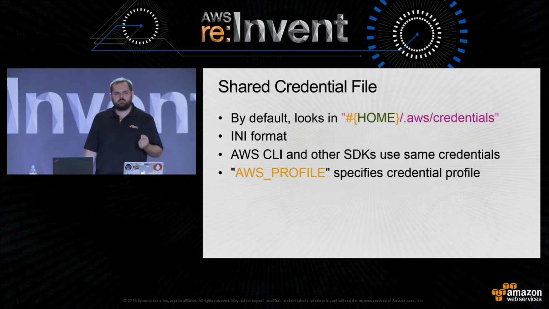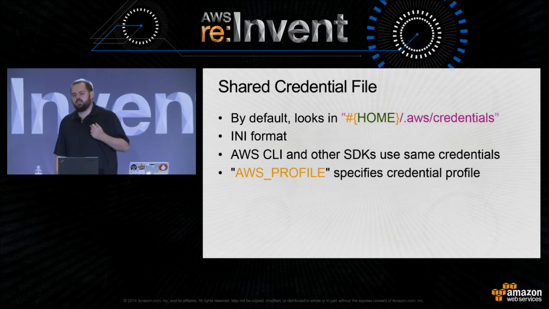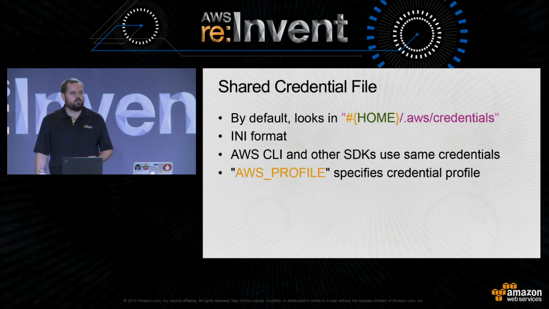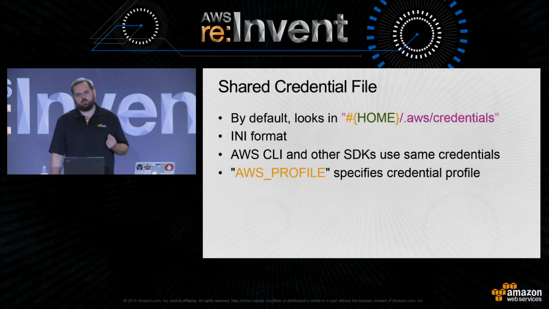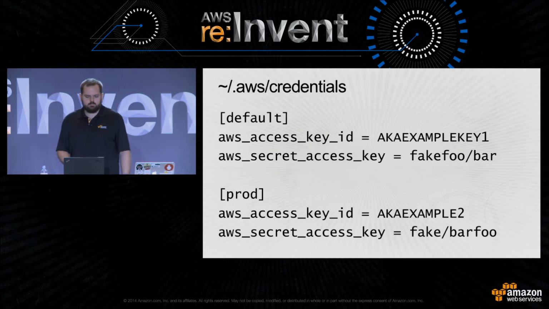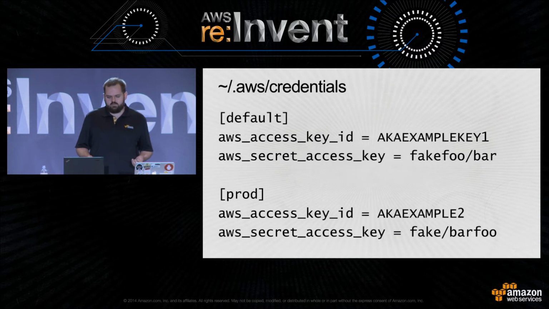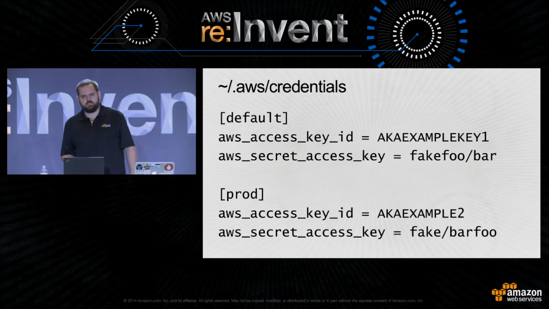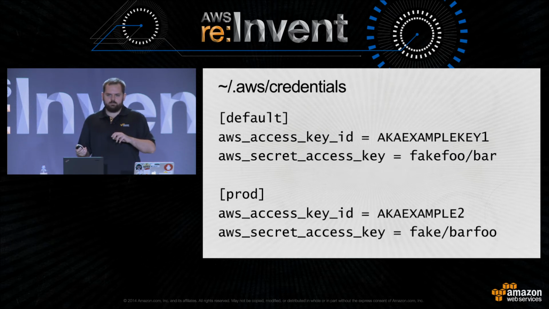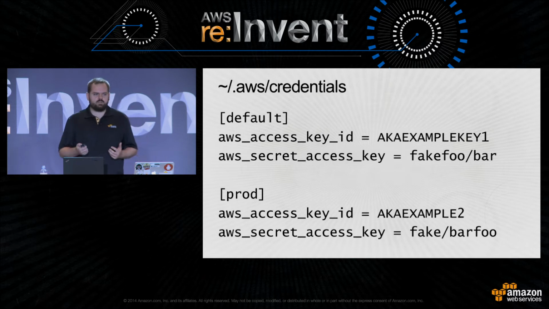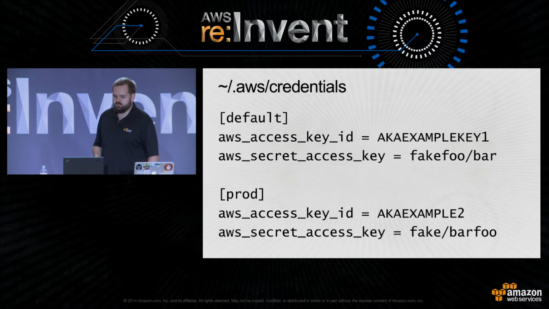And you can use different profiles, either in how you build your credential chain or by setting the AWS_PROFILE environment variable. So here is what a credential file looks like. You can have multiple profiles. So we have here, you could say, development and production with different keys and different secret access keys. And you can switch those with AWS_PROFILE. So we think this provides an easy but more secure way to manage your credentials.